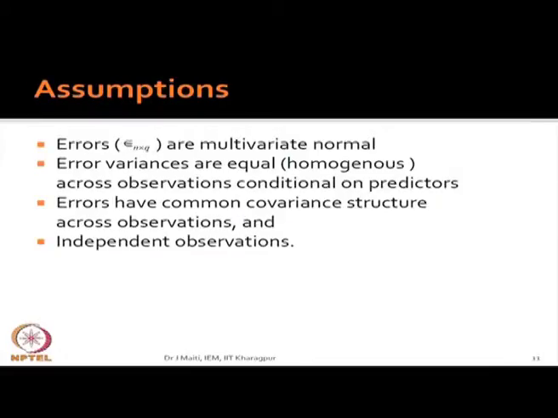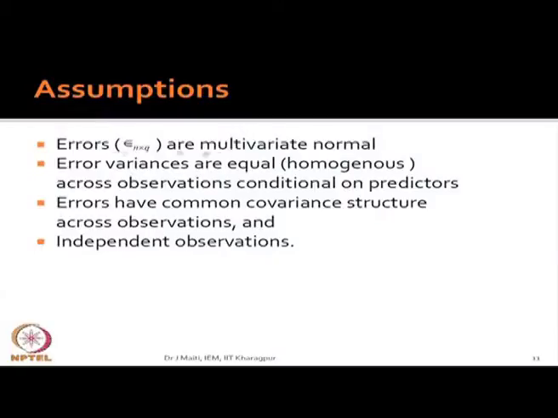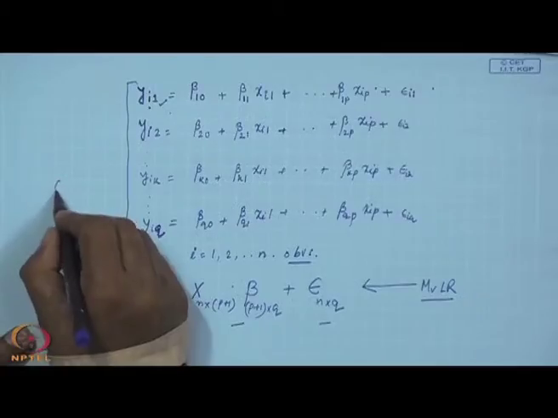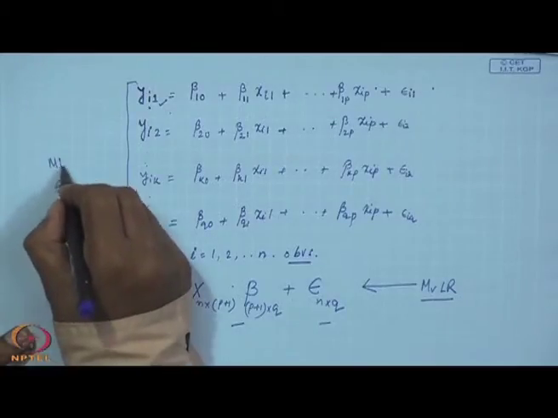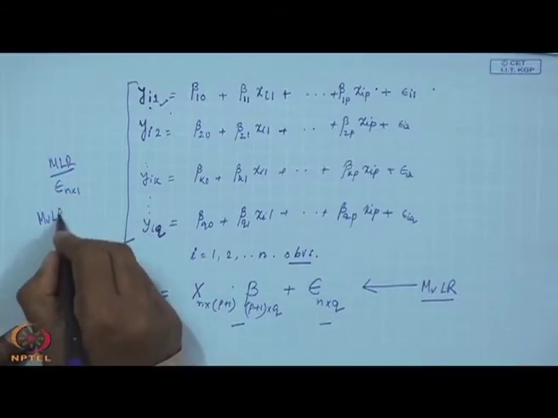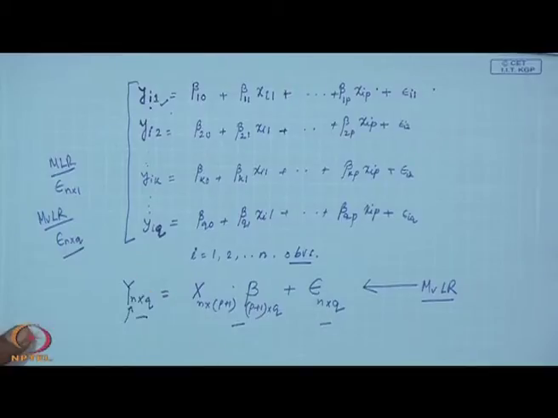Now, what are the assumptions? This model, MBLR, is also applicable under certain assumptions like MLR. The assumptions are, you see, errors are multivariate normal. Error is now epsilon, n cross q. In MLR, what is the error? N cross 1. In MLR, error is n cross 1. In MBLR, error is n cross q. Keep in mind this difference. Okay.